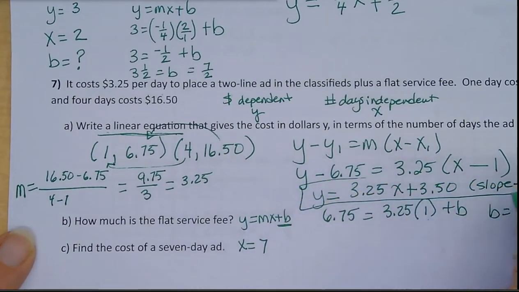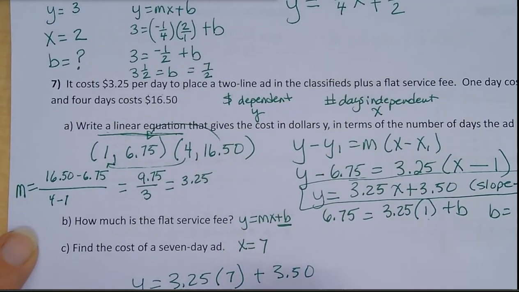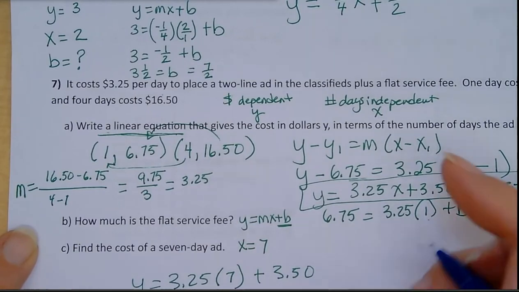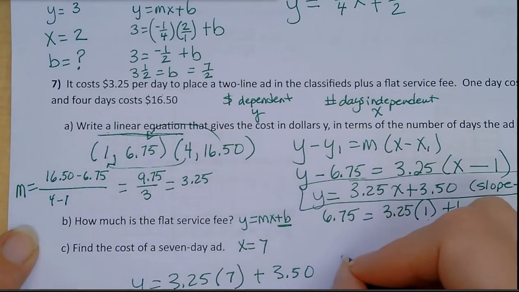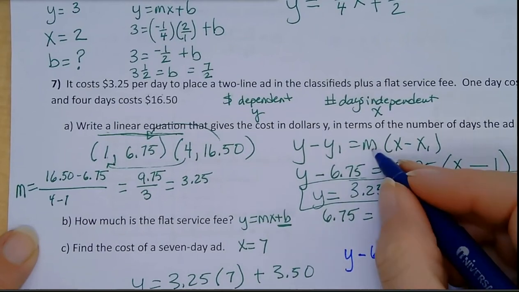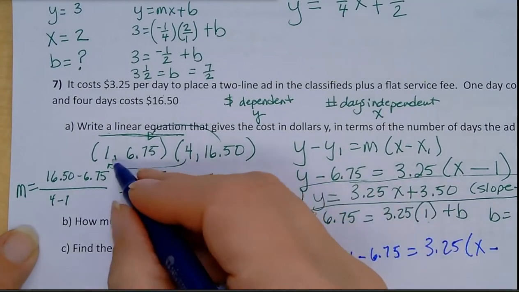Okay, so I'm going to choose this one. This one seems like it's easier, but actually either way, I would get the same answer. So I'm going to say y equals 3.25 times 7 days plus 350. And when I do that on a calculator, I get y equals 26.25. If I wanted to do it in the point slope form, I have my x sub 1 and my y sub 1. I'm just going to choose that first point again. I would have y minus 675 equals m, which is 3.25, times x minus x sub 1, which is 1.